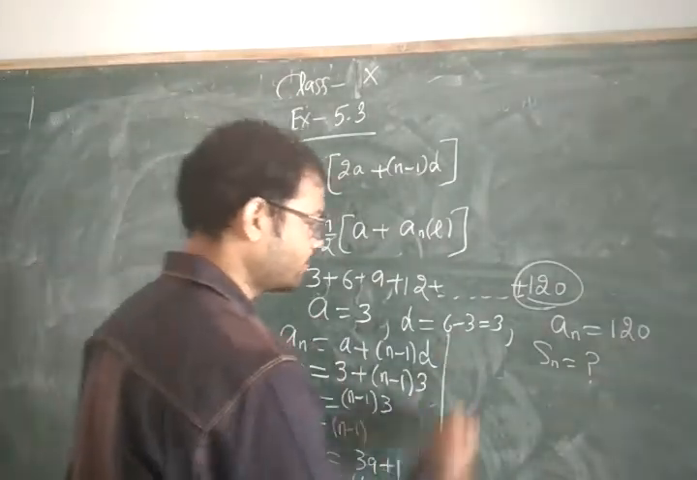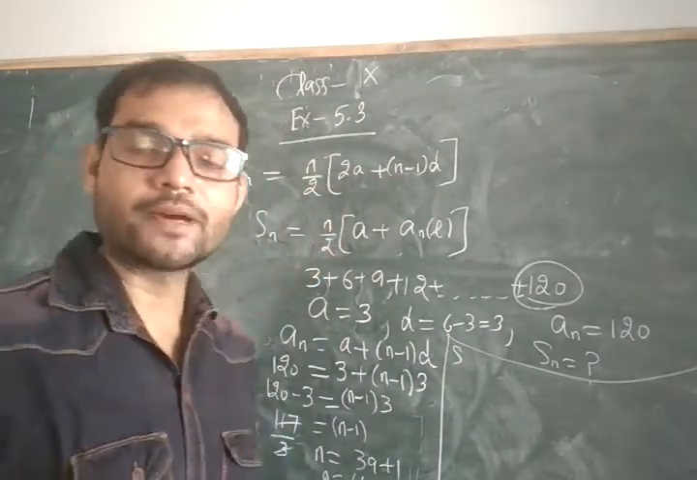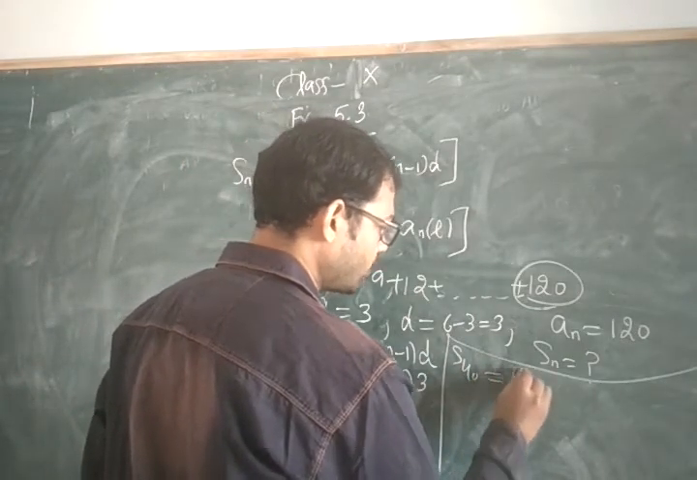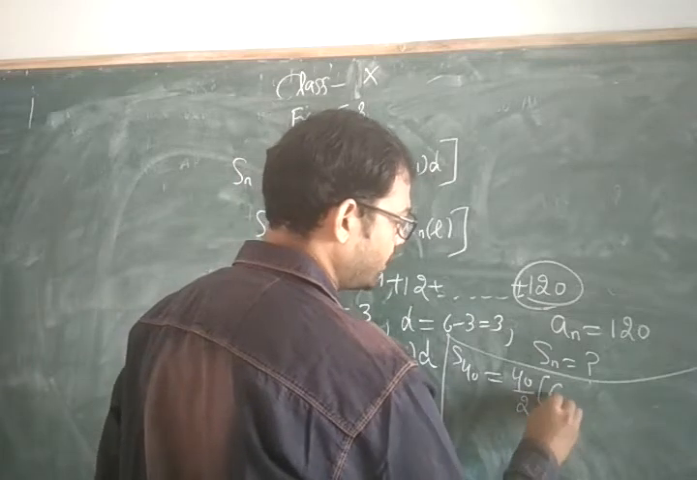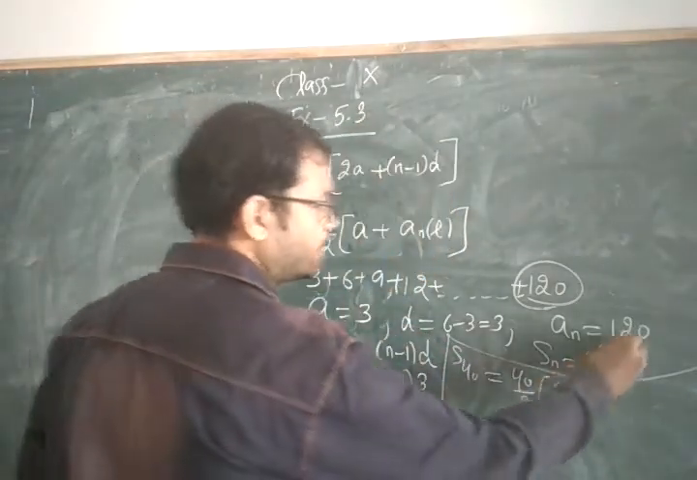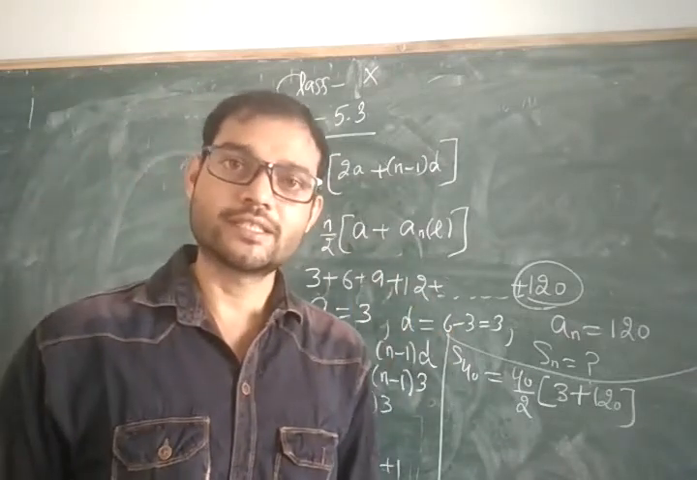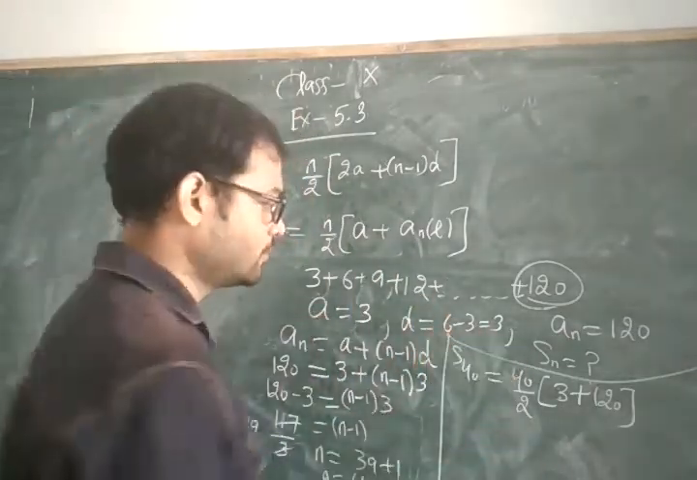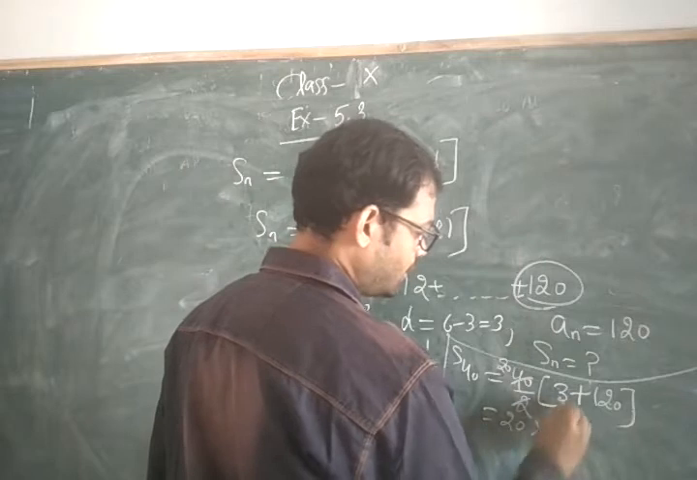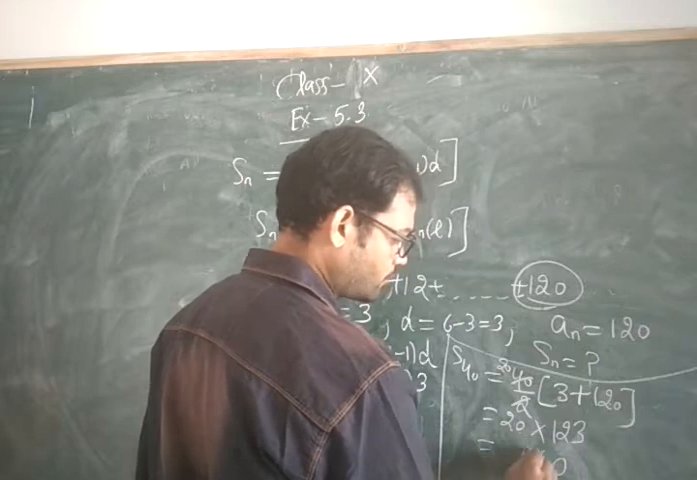So now let's start. We are going to find the sum. I am finding the sum up to 40 terms. How much is your n? It is 40. So the sum of 40 terms will be equal to 40 upon 2, and then the value of a is 3, plus an is 120. I use the second formula. You can apply the first also, but I am using the second here. So you can see this cancels, 20. So 20 multiplied, it becomes 123. Now multiplying it out.